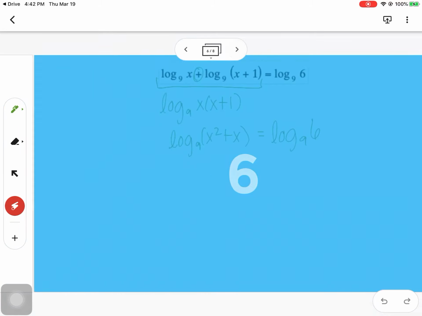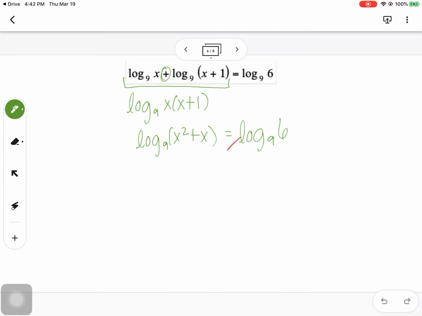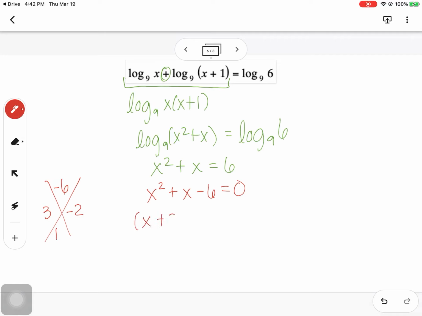Now this looks exactly like the problem that we started with a minute ago. So my logs cancel, and I'm just going to do x squared plus x equals 6. This is again a quadratic, so we need to set it equal to 0 and try to factor it.